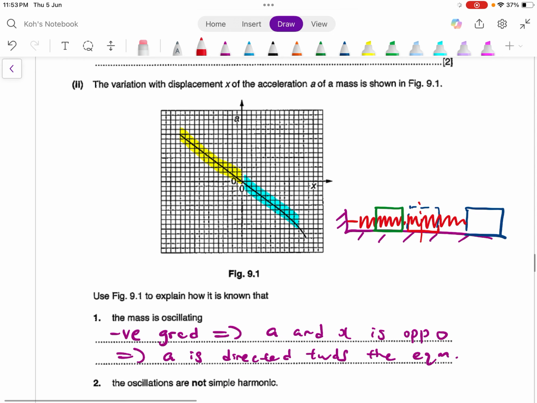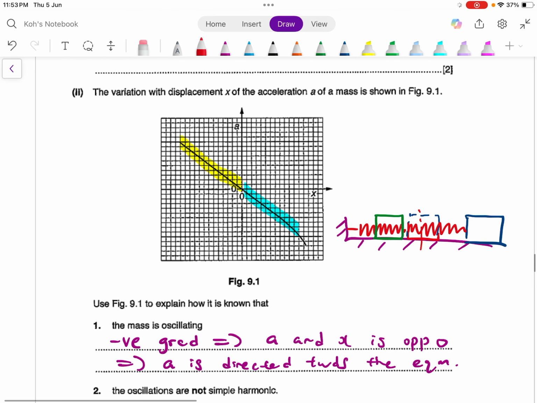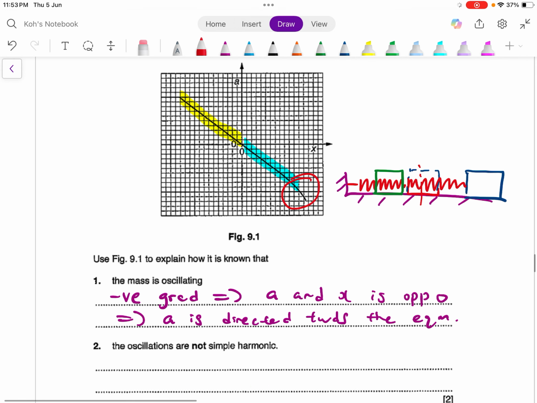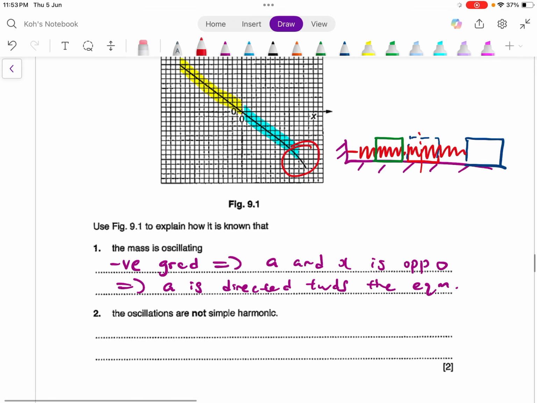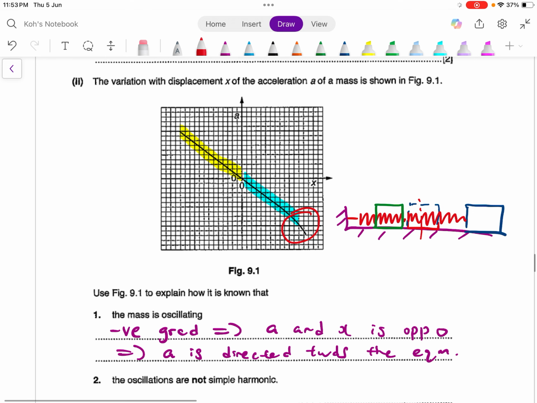Okay, for the second part we are given an a-x graph, right? You can see that in the a-x graph there's a curvy part here. Use figure 9.1 to explain how it is known that the mass is oscillating. It's due to the fact that there's a negative gradient. Of course, a negative gradient means that the acceleration and displacement are opposite in direction.